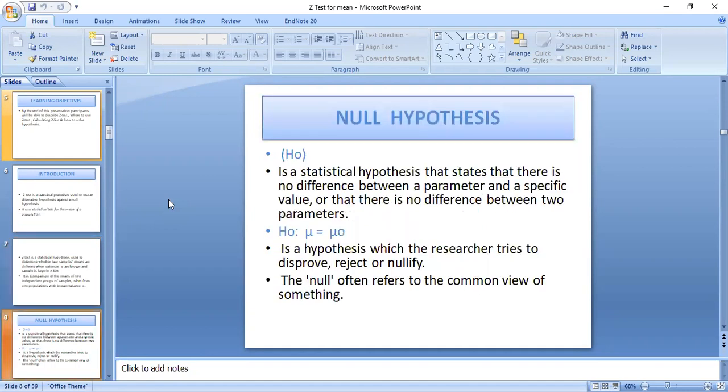Now we have a brief overview of the null hypothesis, denoted by H naught. It is a statistical hypothesis that states that there is no difference between a parameter and a specific value, or that there is no difference between two parameters. In the null hypothesis, the population mean is always equal to the hypothesized population mean. It is a hypothesis which the researcher tries to disprove, reject, or nullify. The null often refers to the common view of something.